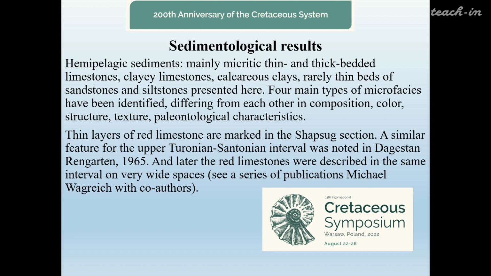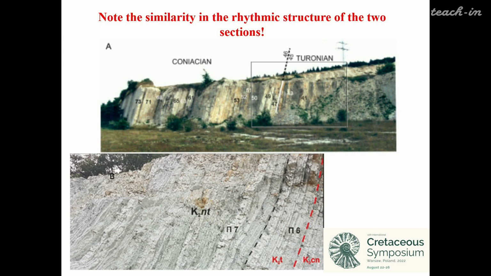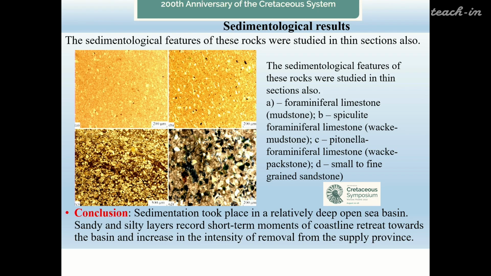A similar feature for the upper Turonian-Santonian interval was noted in Dagestan in a publication of Ringarten. And later, the red limestones were described in the same interval over a very wide space. See a series of publications by Mikhail Bagreev with co-authors. The sedimentological features of these rocks were also studied in thin sections.